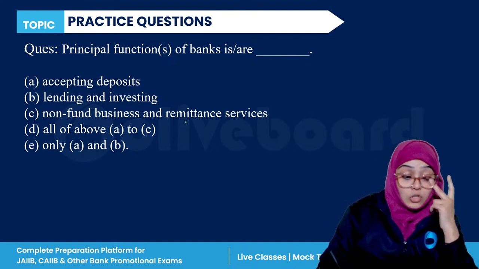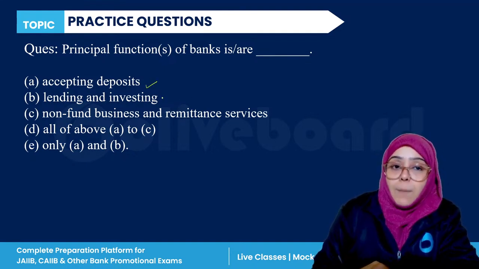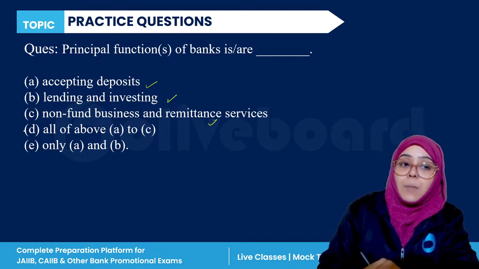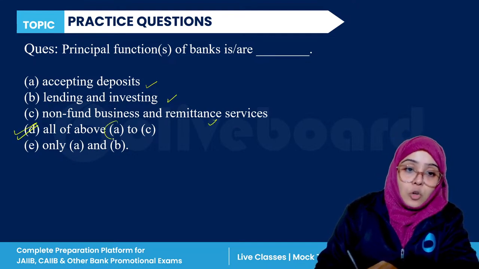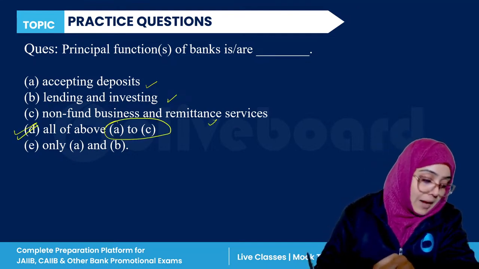Yes, so Ruchi has said all, that is correct. Accepting deposit for the purpose of lending and investment plus the remittance services which the bank is giving. These are all considered as the principal function of the bank. So D is correct, means all of the above is correct, right?